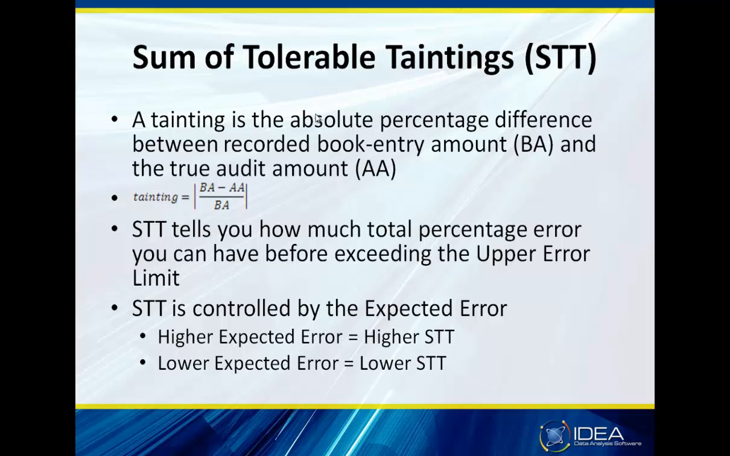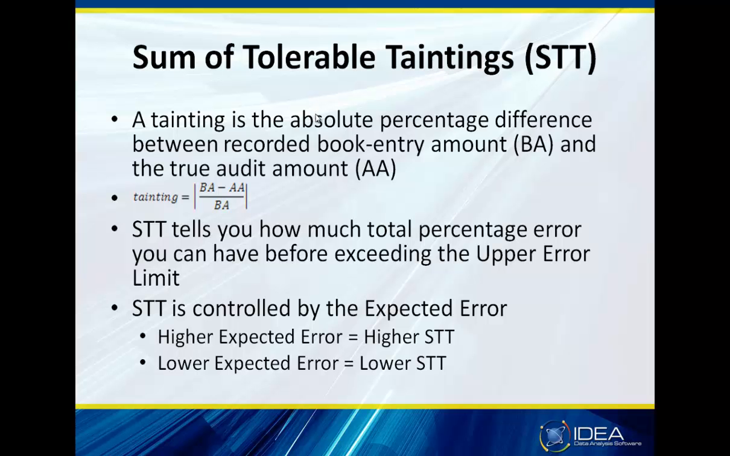A tainting is the absolute percentage difference between recorded book entry amounts and the true audit amounts. Basically, we're just talking about percentage difference of error, right? So tainting is, you can see the formula right here. The sum of tolerable taintings tells you how much total percentage error you can tolerate before you exceed the upper error limit. As I was just mentioning, this is controlled by the expected error.